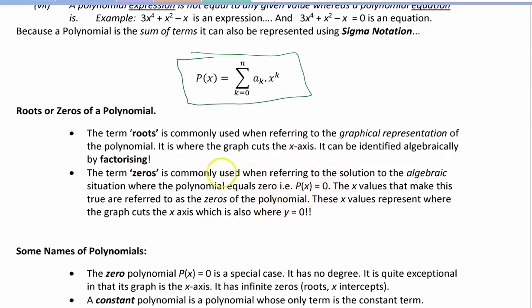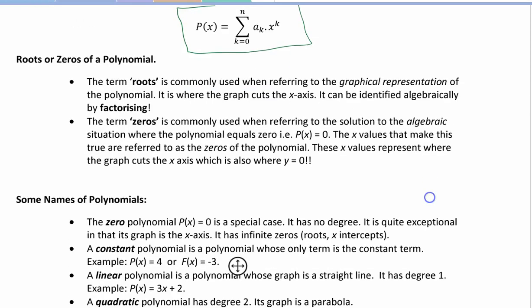So it's more the algebraic answer to the polynomial equal to 0. They should be both the same answers. Roots and zeros will be the same number. It's just that roots is referring to the place on a graph, and zeros is referring to a number to put into an equation to make it true.